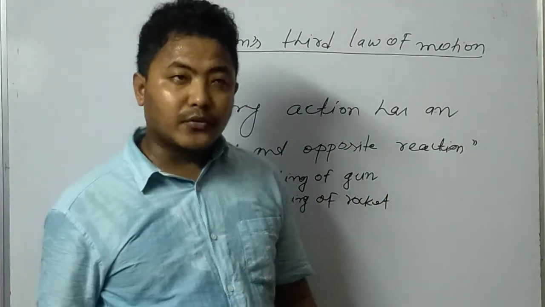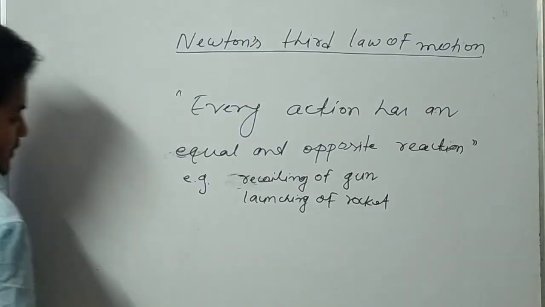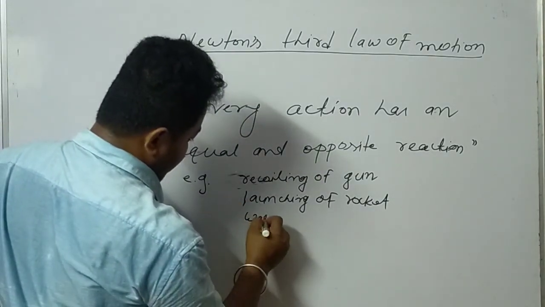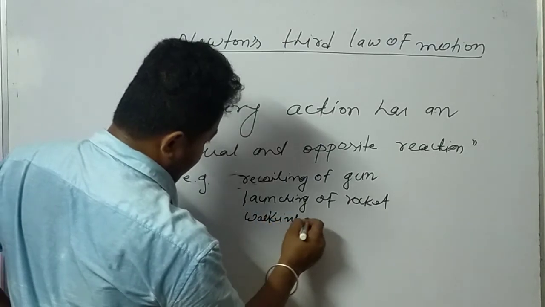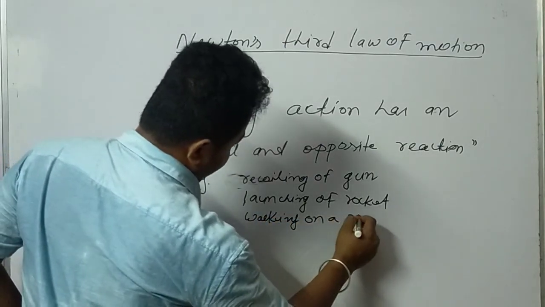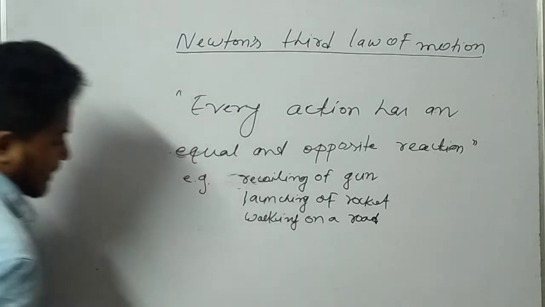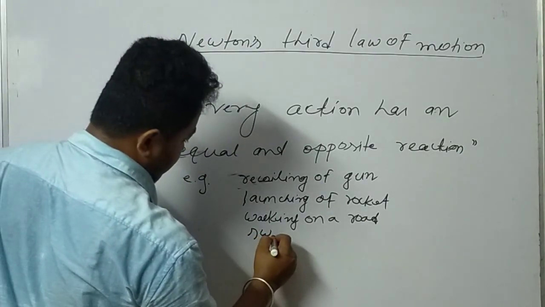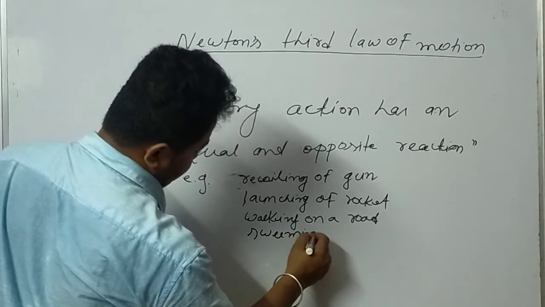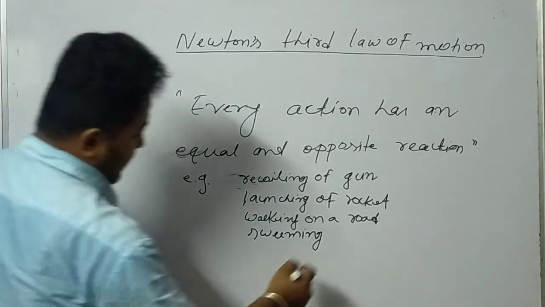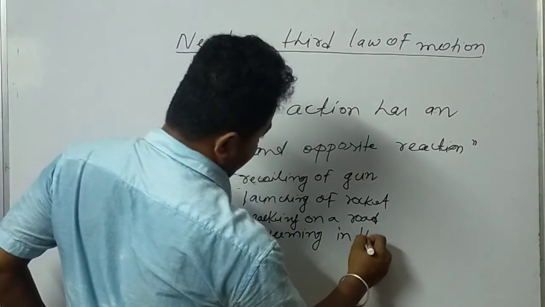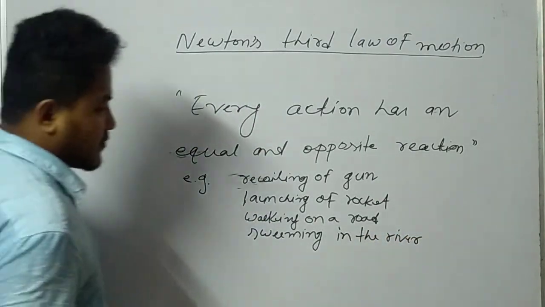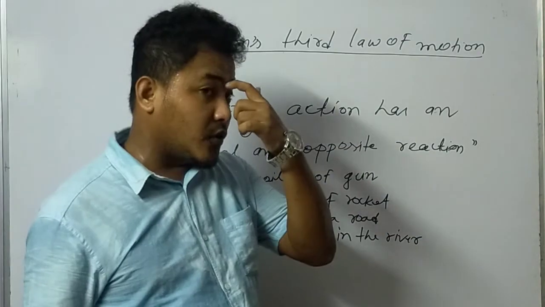Finally, we can write walking on the floor or walking on a road. Am I clear? Swimming in the river. So these are some examples of Newton's third law of motion.